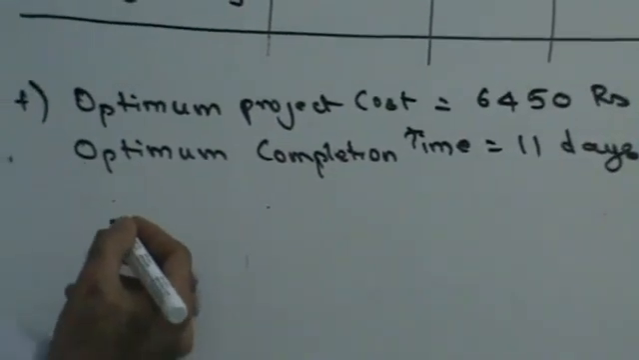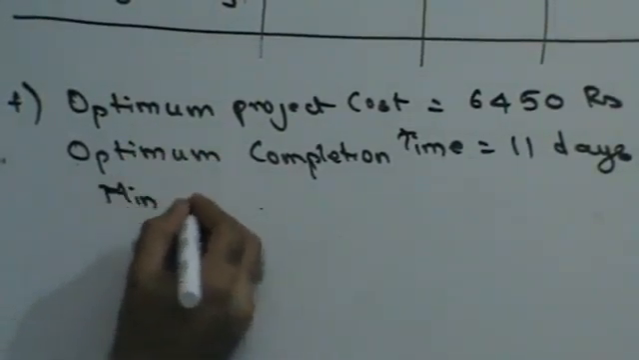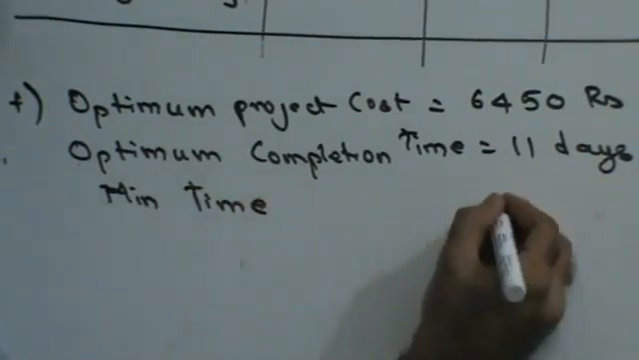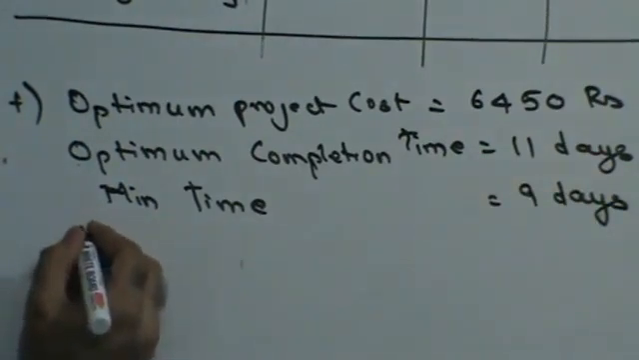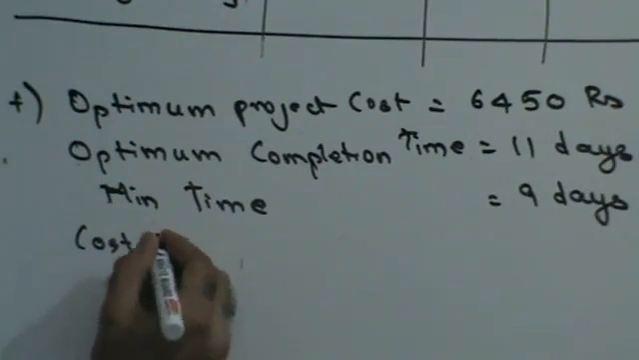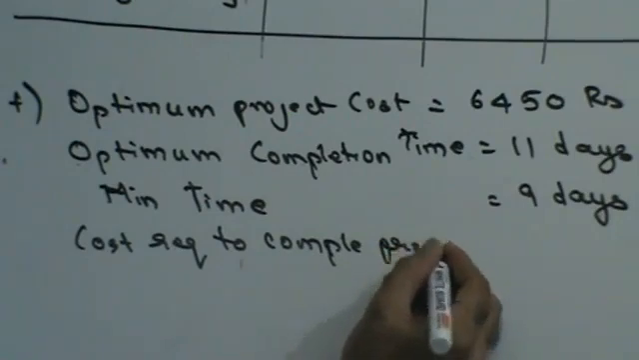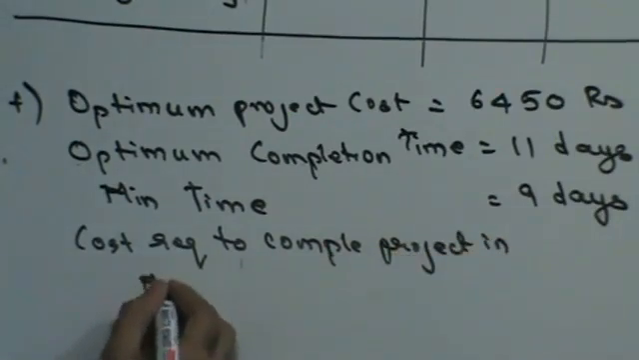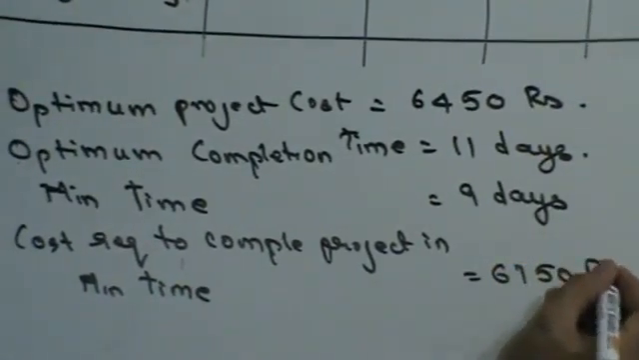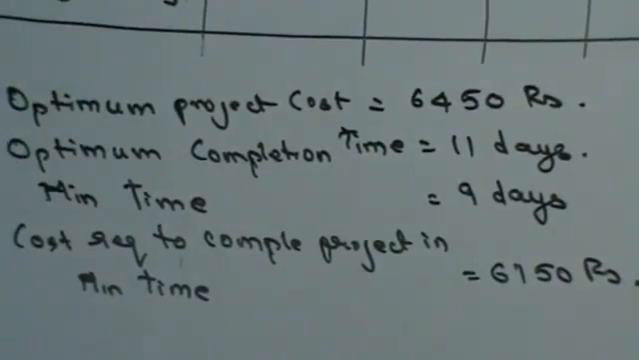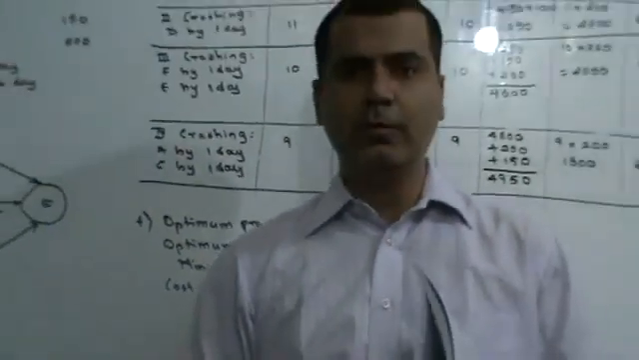And the minimum time in which the project can be completed is 9 days, and cost required to complete the project in minimum time is 6750 rupees, right? So that is my answer. I've calculated everything. So this finishes the sum. We'll stop this here for the day. Thank you very much.